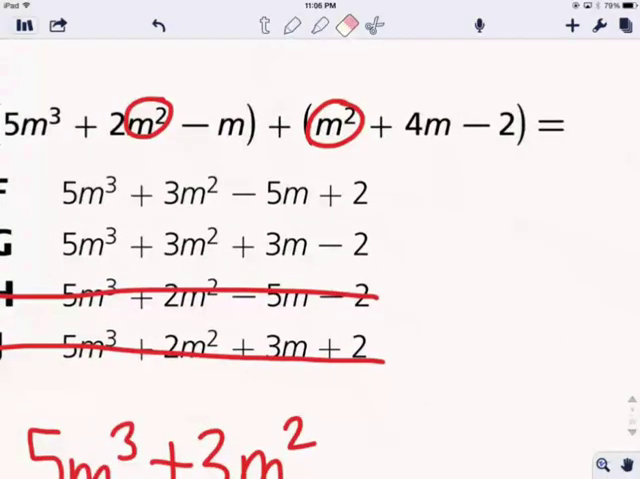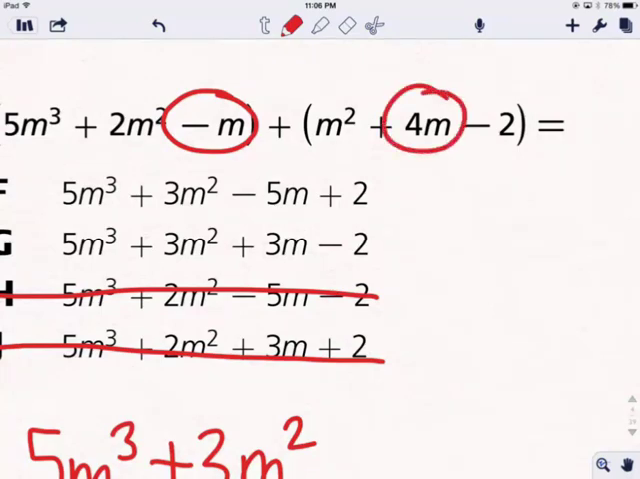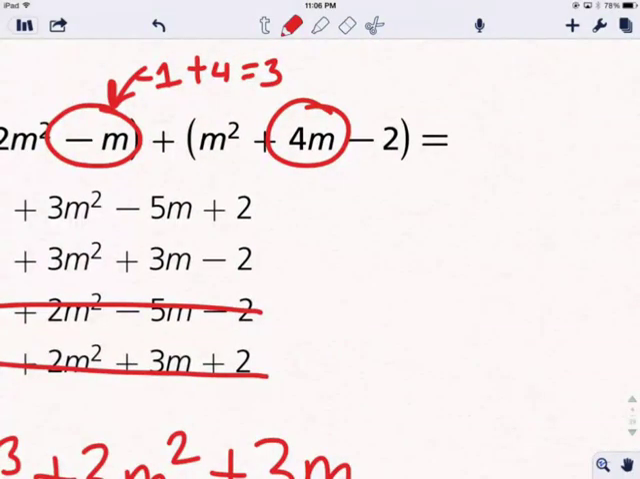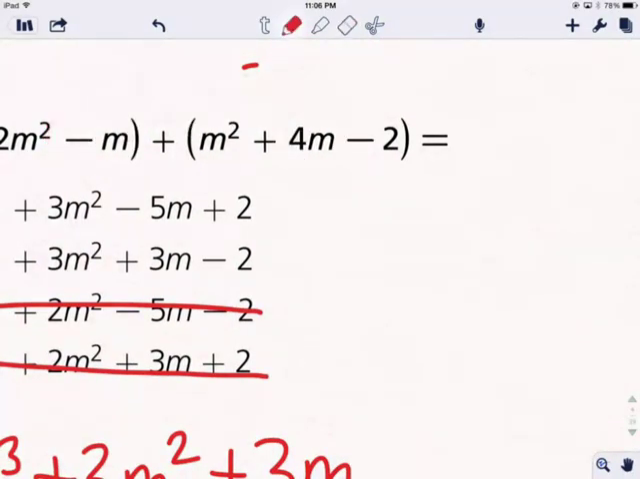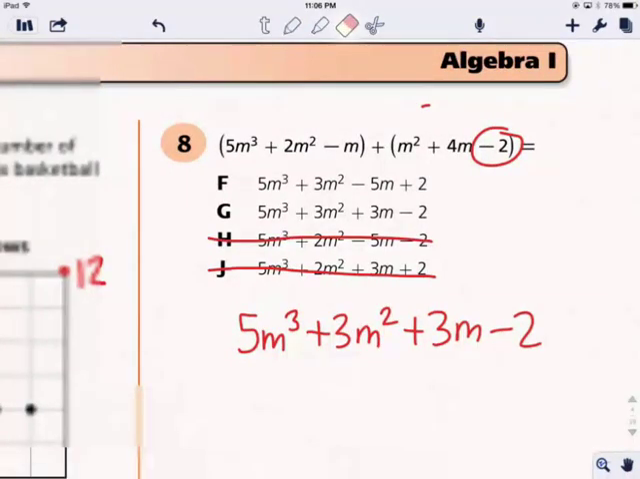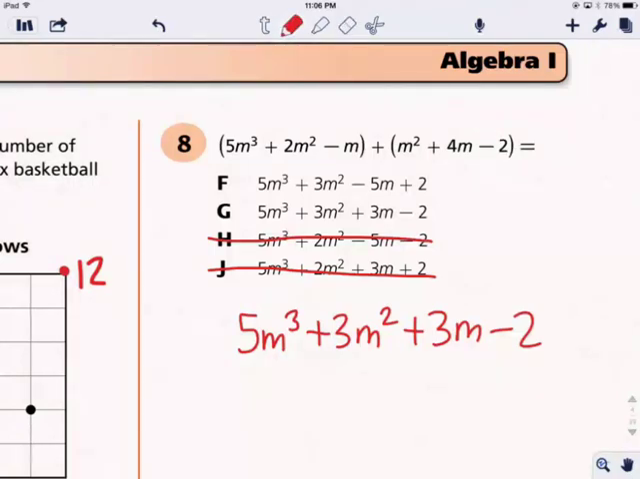Okay, now let's look at the m's. Negative m plus 4m. Remember, this is an invisible negative 1. So negative 1 plus 4 is positive 3. So the m term is going to be positive 3m. And then finally we have a minus 2 that's hanging out. So I hope that was pretty easy for you. The correct answer choice is G.